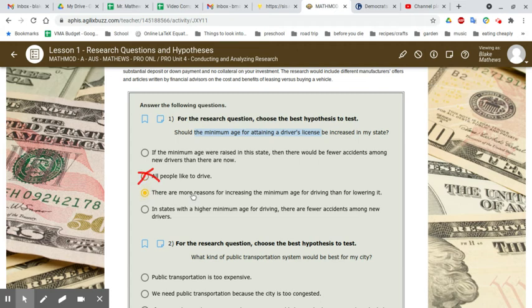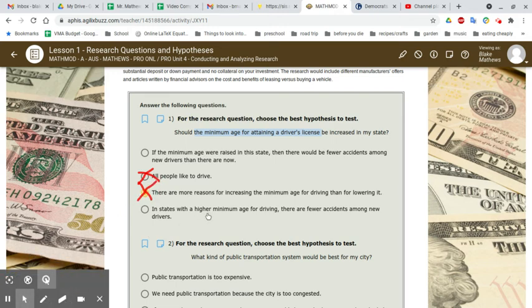Next one: there are more reasons for increasing the minimum age than for lowering it. Okay, this one might seem like a good answer at first because it does relate to minimum age, but more reasons, that's not a testable thing. The number of reasons for doing something is not a measurable scientific thing. Reasons, I can come up with any number of reasons. So that's not testable. So that one's no good. Mark that one out.